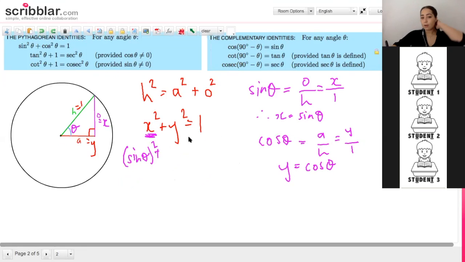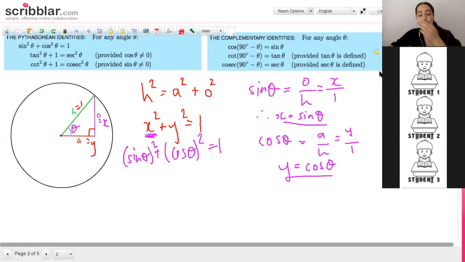Okay. And then I can replace the y with cos theta, just the same way. And the reason I can substitute these values into the unit circle equation is because these actually come from the unit circle. They come from the triangle constructed from the unit circle. So does everyone know what a unit circle is?